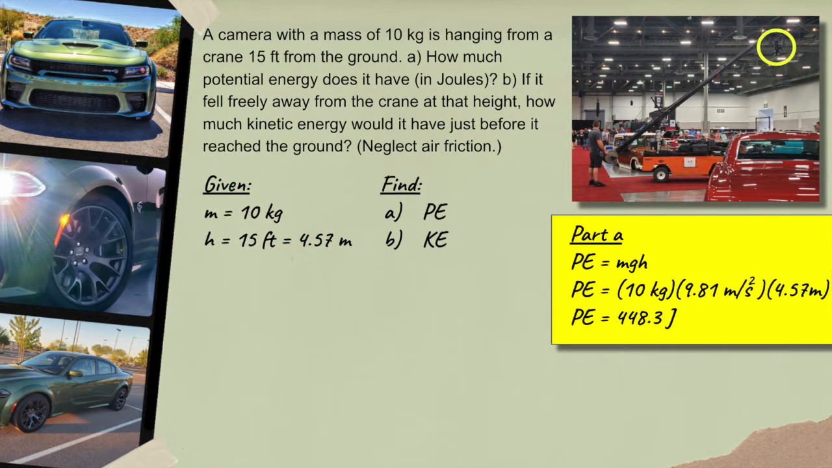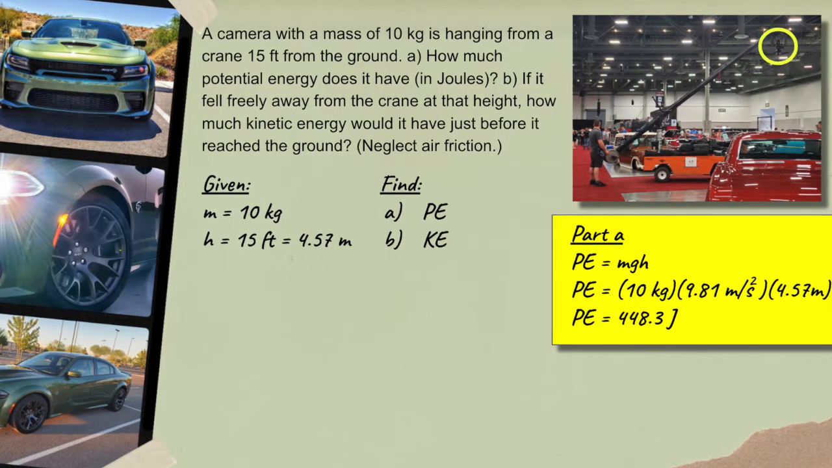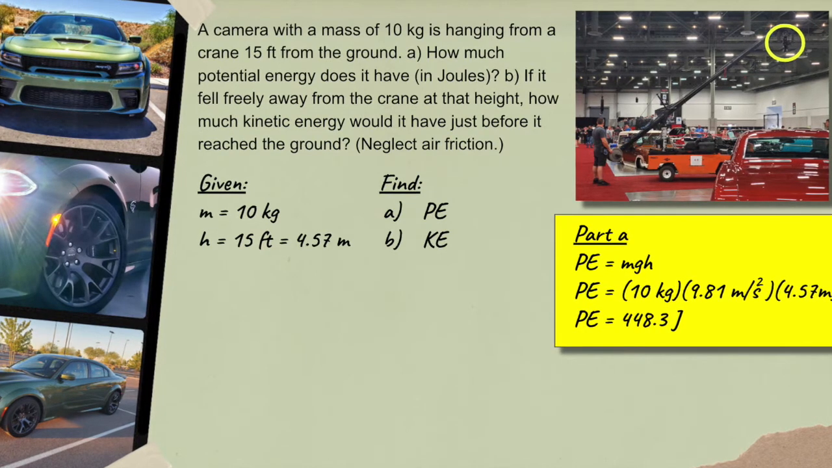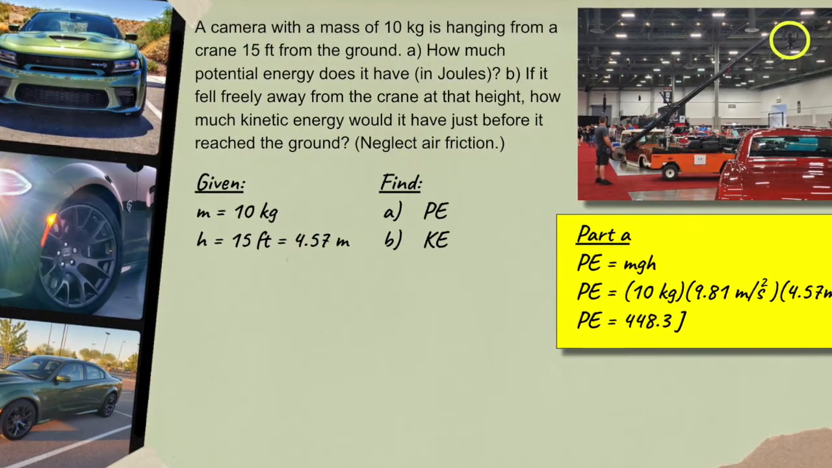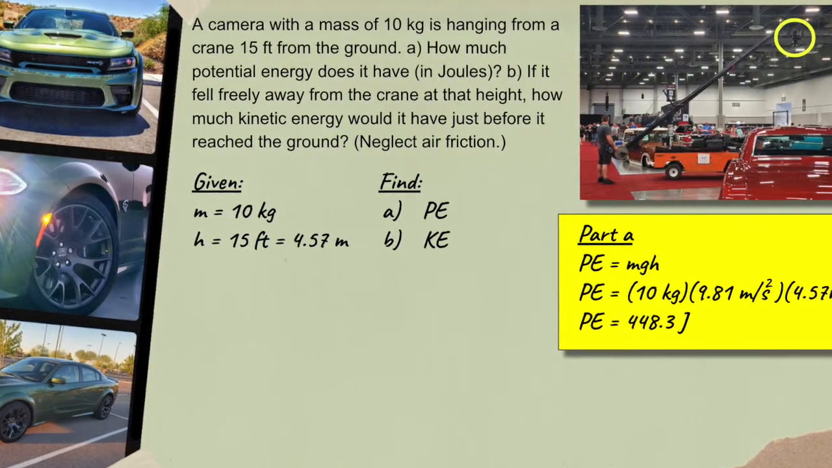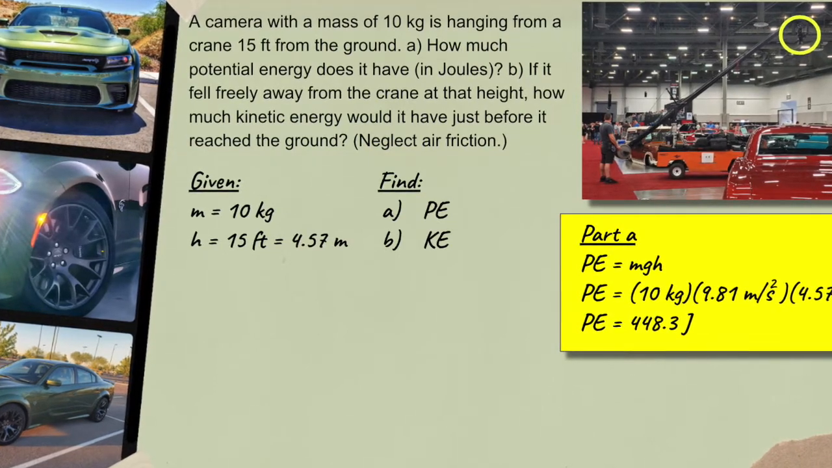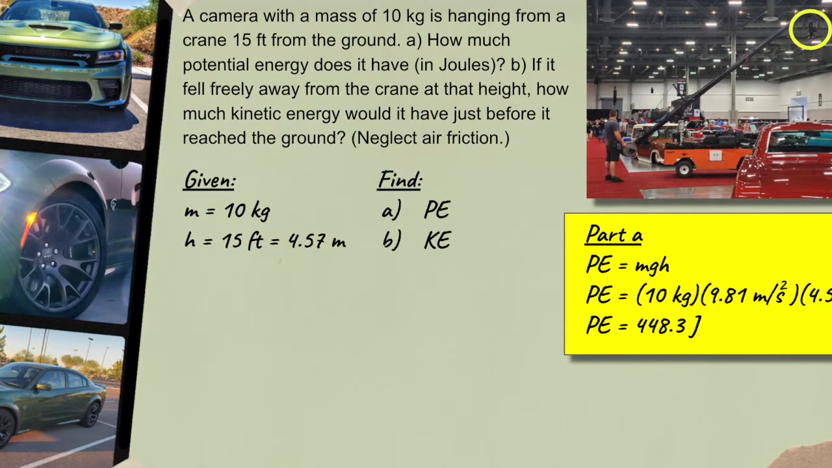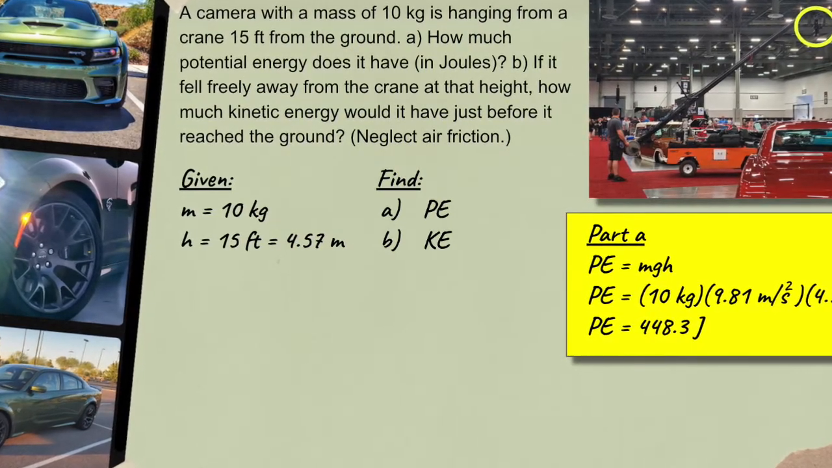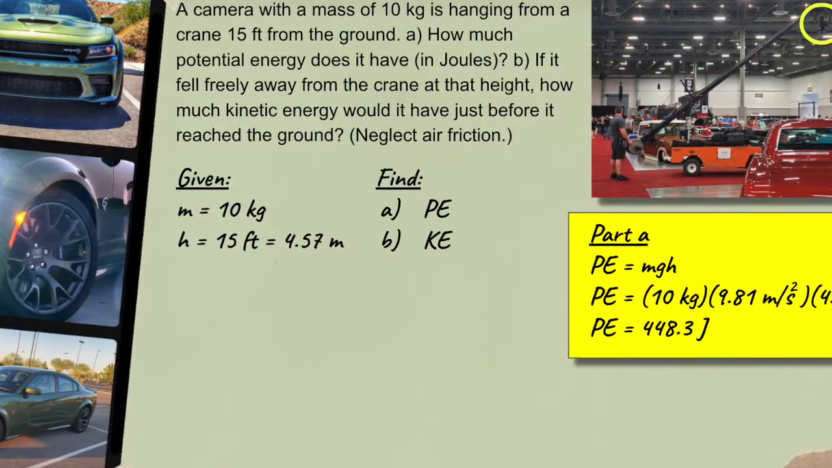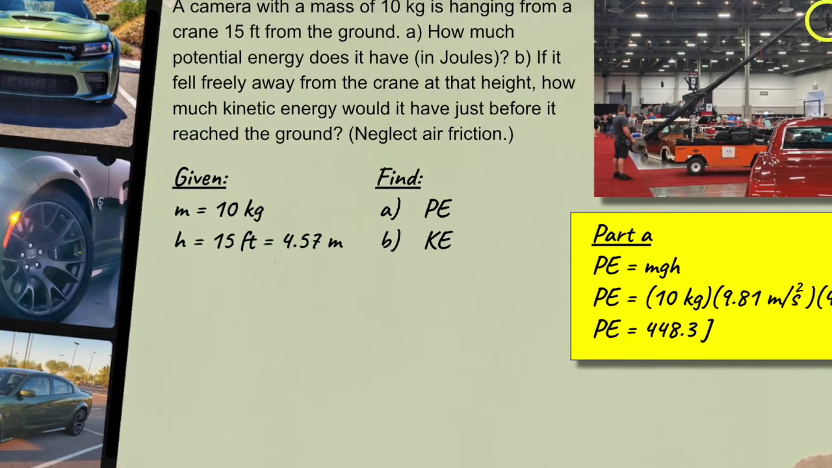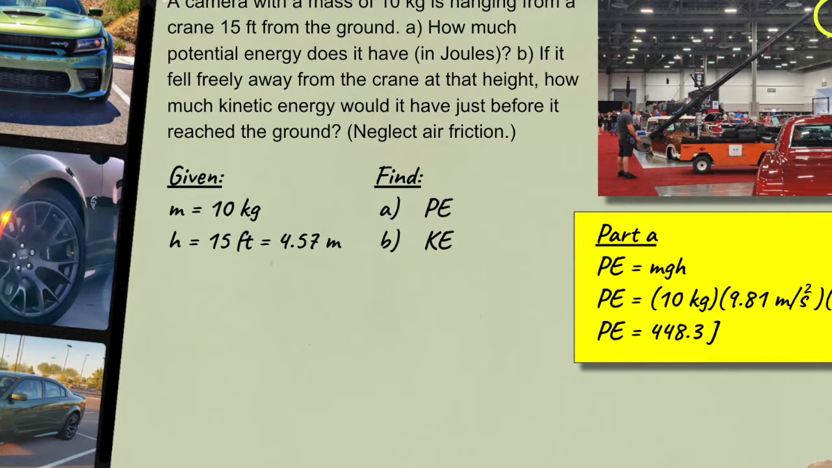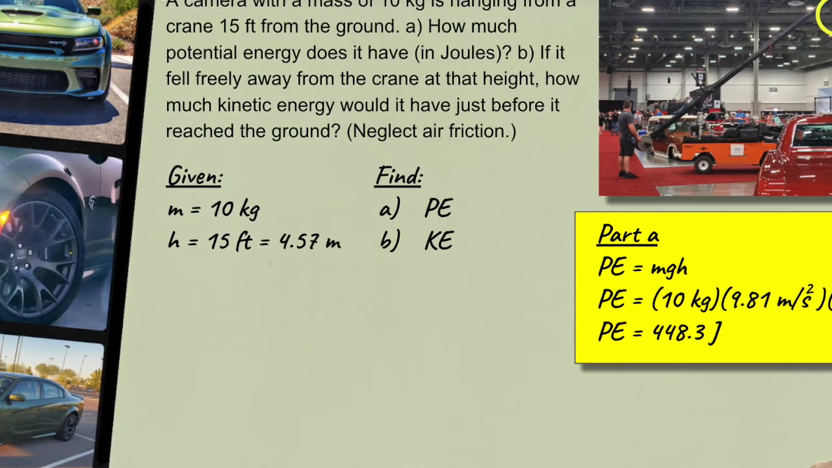Now for part A, we need to find the potential energy the camera has at this height. The equation is PE equals mgh. So this part is easy. We know the mass, the acceleration due to gravity, and the height. So plugging in all of those variables into the equation, we get PE equals 448.3 joules. And by the way, that's a J for joules, not a bracket.